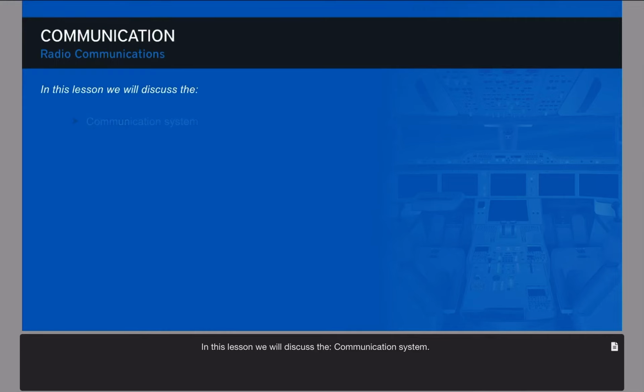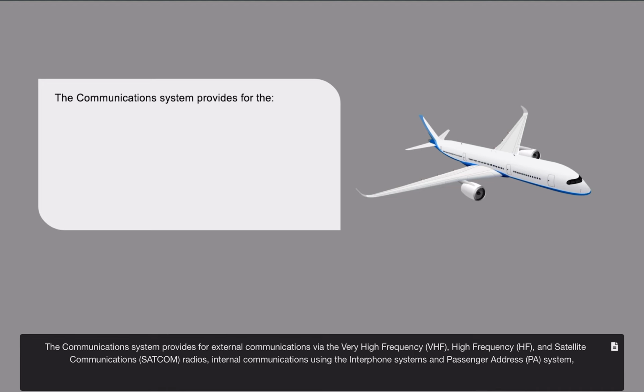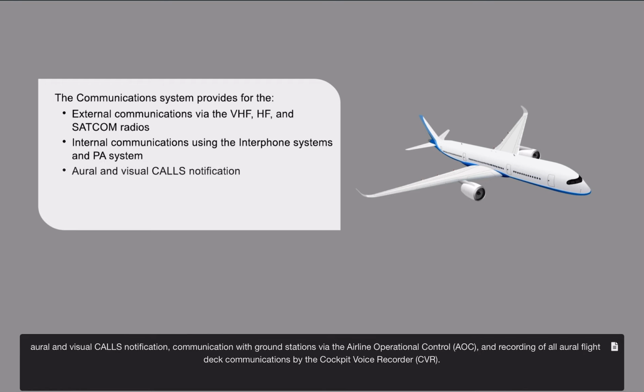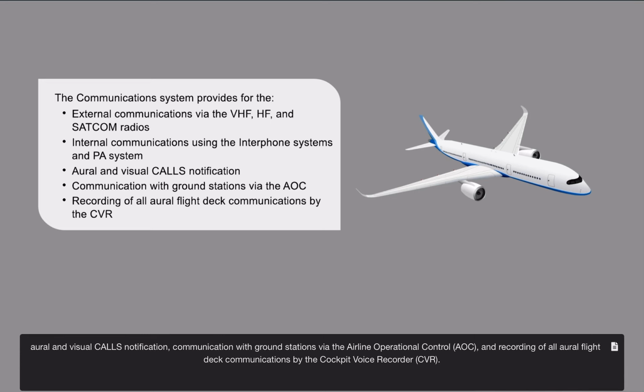In this lesson, we will discuss the communication system. The communication system provides for external communications via very high frequency, VHF, high frequency, HF, and satellite communications, SATCOM, radios, internal communications using the interphone systems, and passenger address, PA system, oral and visual calls, notification, communication with ground stations via the Airline Operational Control, AOC, and recording of all oral flight deck communications by the Cockpit Voice Recorder, CVR.